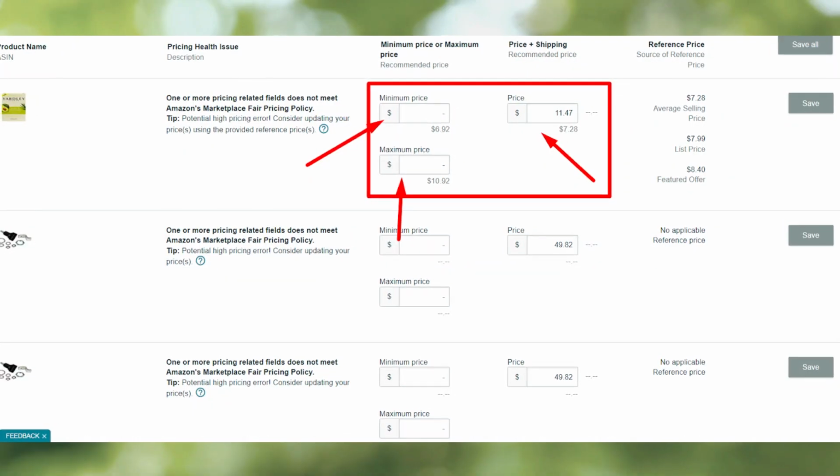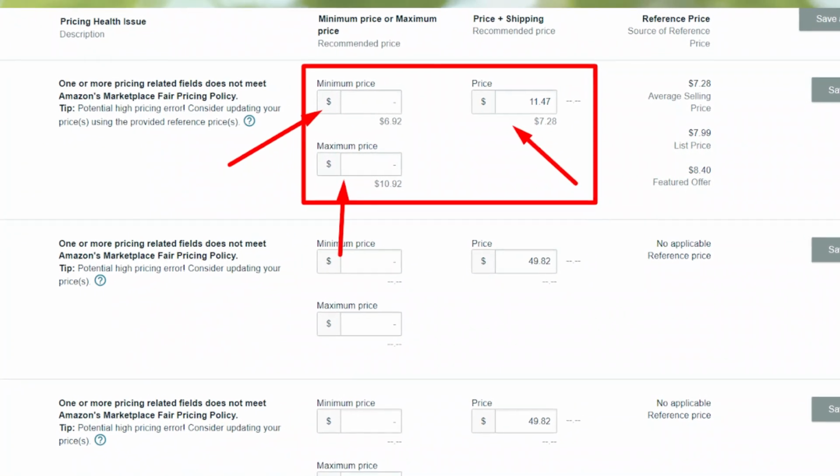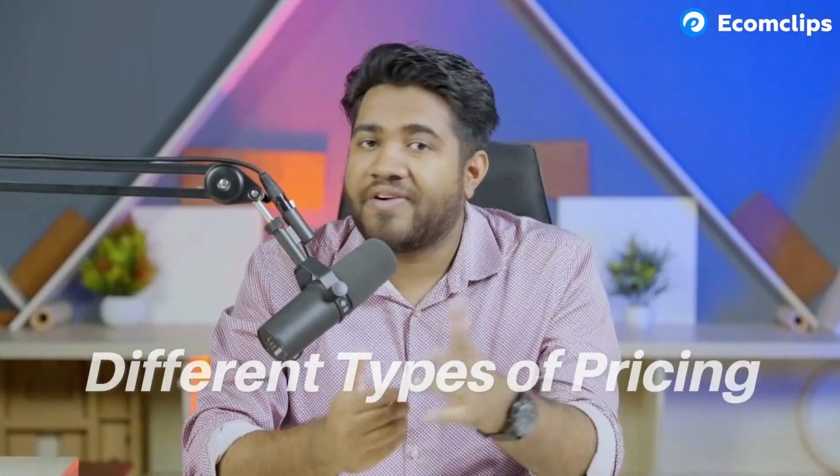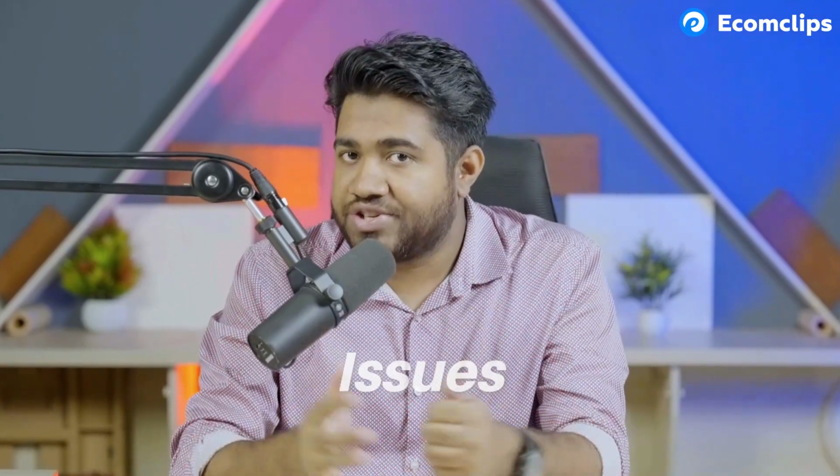On Amazon, pricing errors can occur due to many reasons. Usually, it happens when the price of your product does not comply with Amazon's rules. For example, if Amazon's algorithm identifies that your price is significantly higher or lower than expected, then this error occurs and it will notify you with an alert. It can happen for many other reasons. Now, I will talk about different types of pricing and the issues or errors you might face with them.